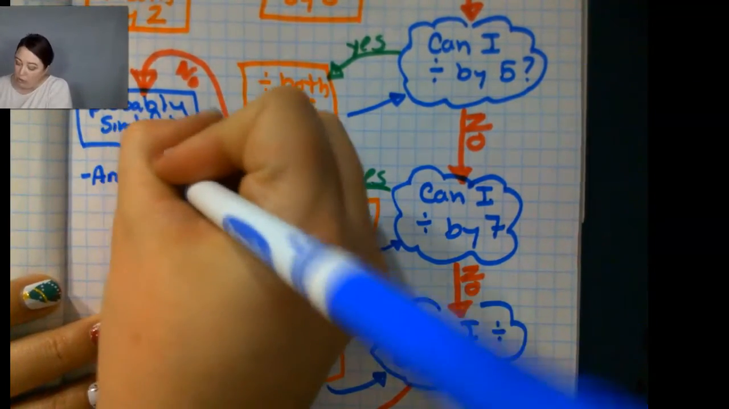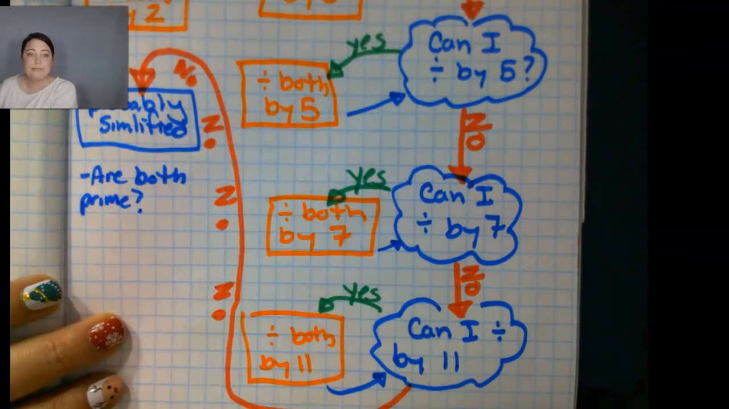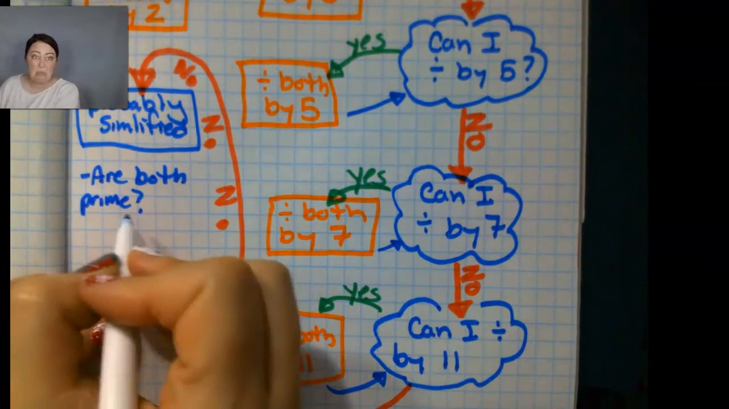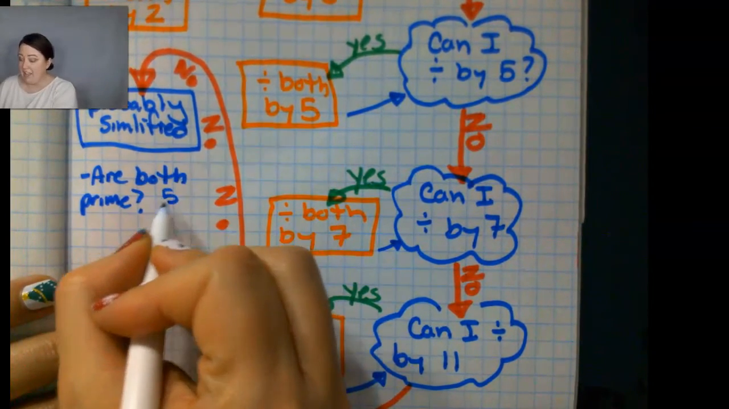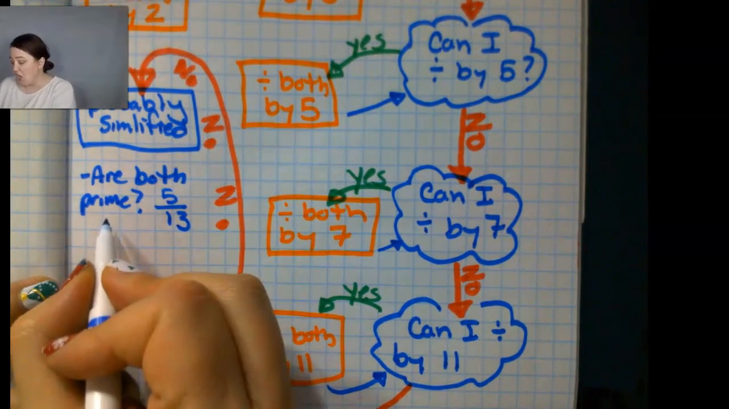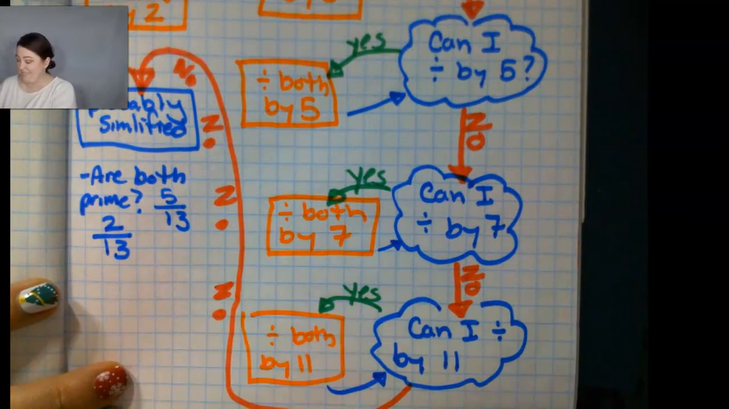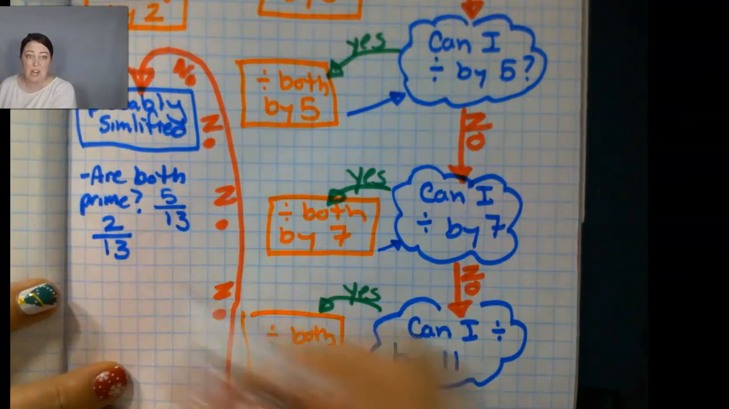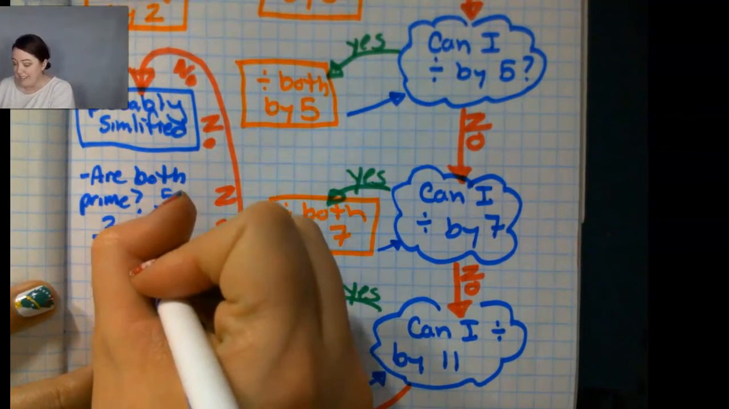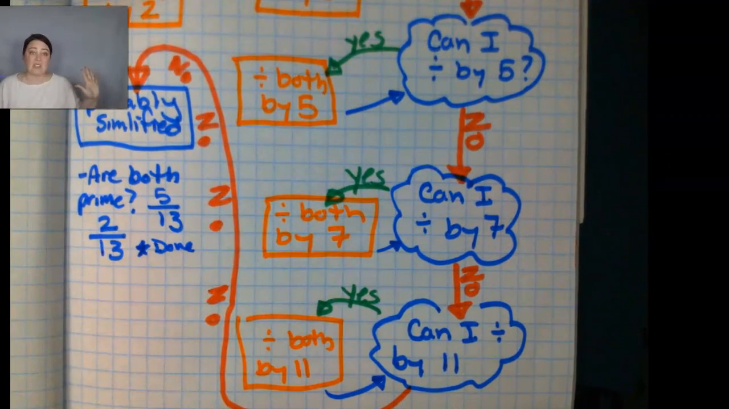Some other questions I ask myself: are both prime? Because if they're both prime, like 5/13 or 2/13, if both top and bottom numbers are prime, then done. There's nothing you can do. Are both of them prime? If they're both prime, they are simplified.